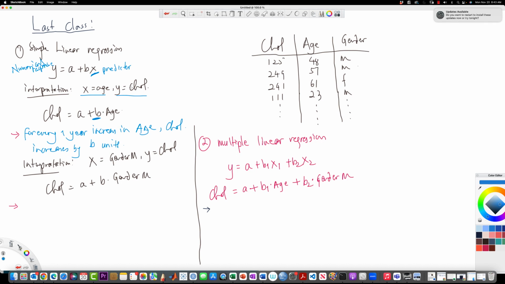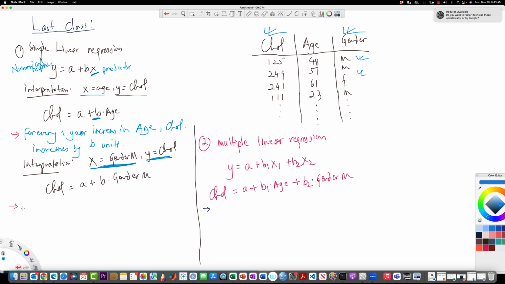Similarly, if x is categorical, for example cholesterol is the y and gender is the x variable, then when you run the regression in R, it will produce the result for only one of the levels, because gender has two levels, male and female. Let's say x is male gender. The equation looks like cholesterol equals a plus b times gender male.